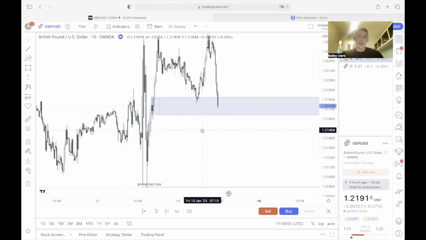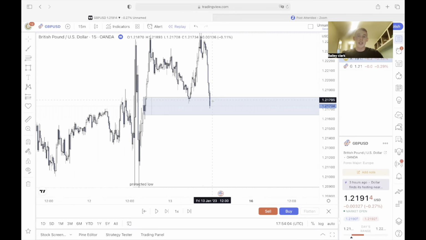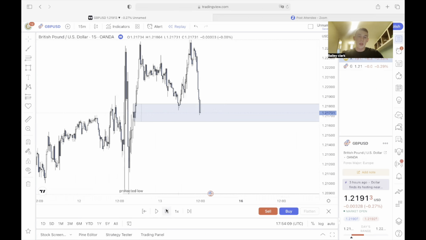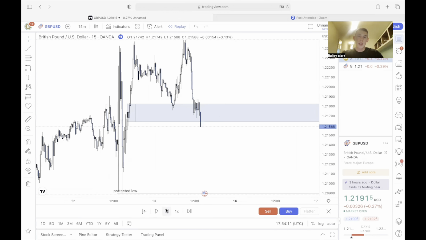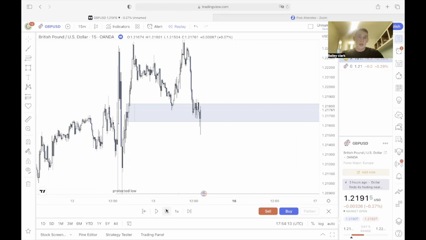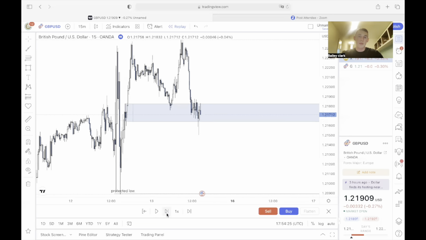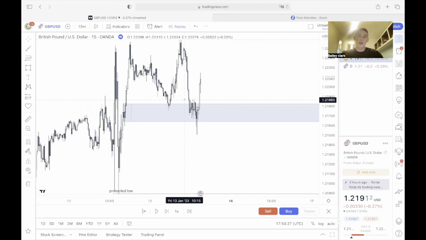So I waited for price to see what I wanted to do. I was actually expecting price to probably come down and take this low, but when I saw this, our area here, the demand did actually hold because price wicked below it, but I didn't see a close below the level. And then when we did wick below it, price then came up and we broke this area of supply and the most recent structure point.